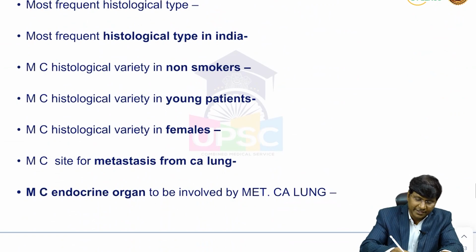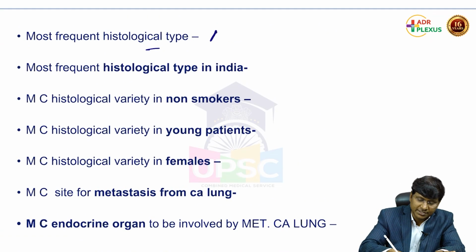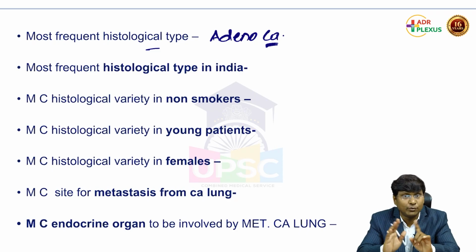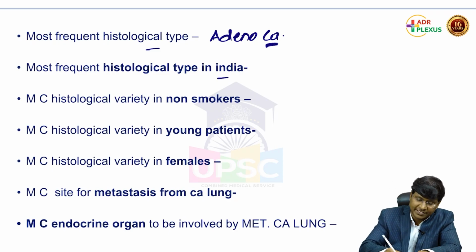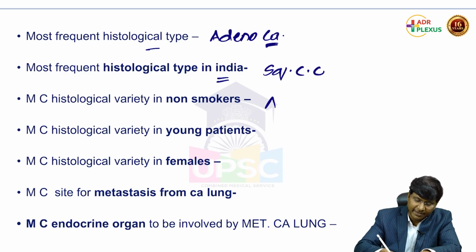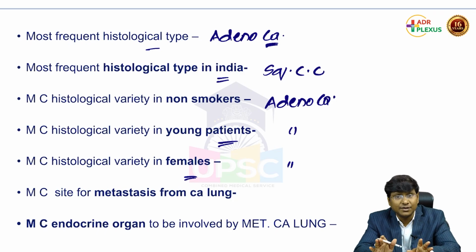And the most frequent histological type of the bronchogenic carcinoma globally is the adenocarcinoma, whereas the most frequent histological type in India will be squamous cell carcinoma of the lung. And the most common histological variety in non-smokers will be adenocarcinoma, and in young patients and in females also, the most common histological type will be the adenocarcinoma.